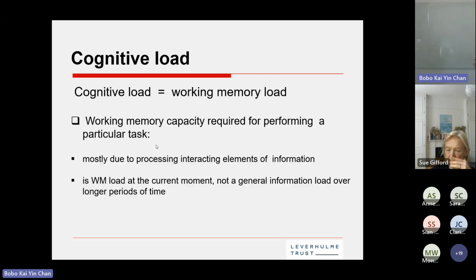Another important thing to keep in mind is that cognitive load is working memory load in the current moment when you do some task. It's not some kind of cumulative load over a long period of time, or the amount of information that you need to process. What you're doing at this current moment, and what makes it difficult to process or to learn, that is the cognitive load.